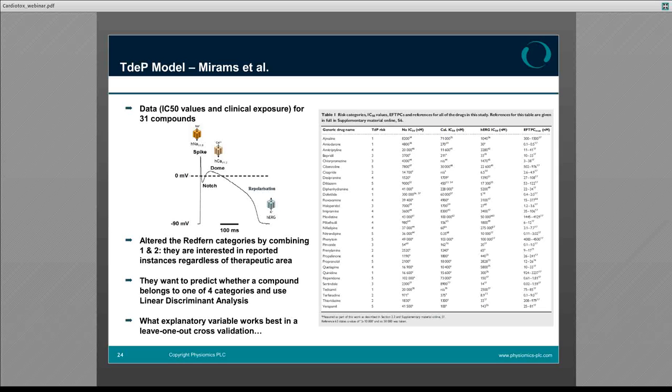They combined Redfern categories 1 and 2 together because they were interested in reported instances rather than the therapeutic area. So basically, they're asking the question, can we predict what category a compound belongs to using this high throughput screening data? The way they did this is by saying, well, I'll use this high throughput screening data, get these IC50 values, and plug them into an action potential model. Depending on the output of the action potential model, can I use that to make a prediction about what category these compounds belong in?